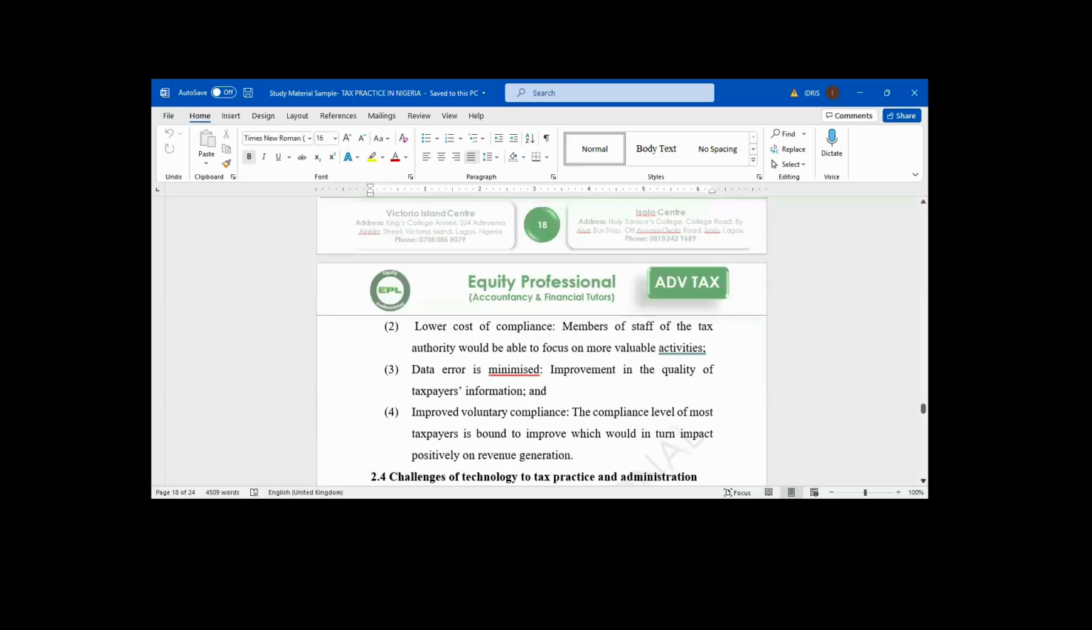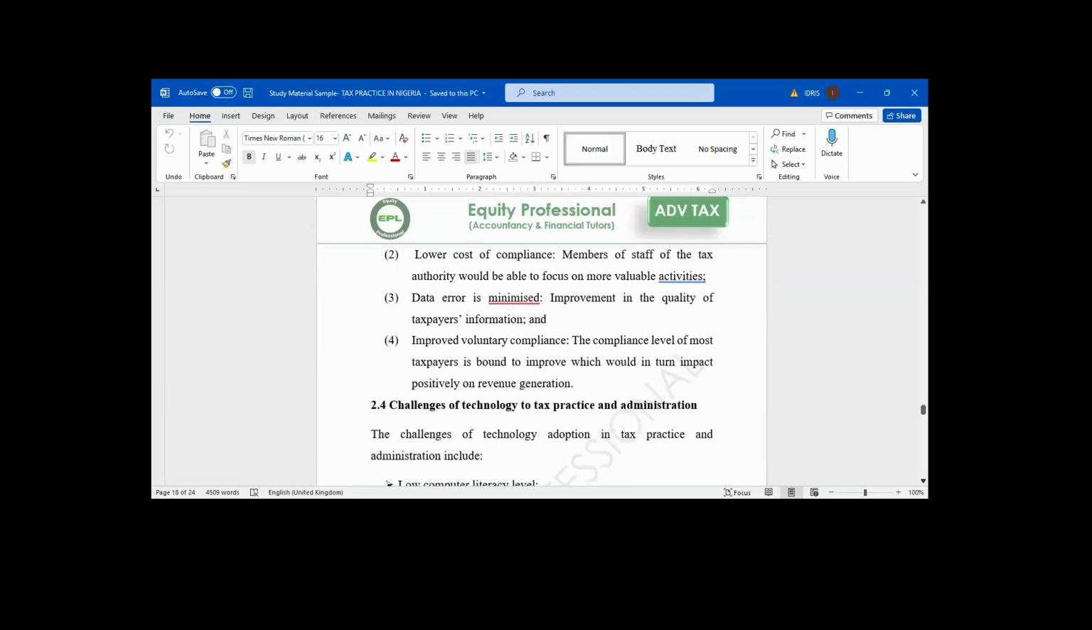Another impact of this new technology is improved voluntary compliance. People will comply with the tax law voluntarily because it is easy for them to do tax returns. They don't need to go through the stress of paying in the bank. Everything is done using Tax Promax. So improved voluntary compliance is one of the impacts that it is going to create.